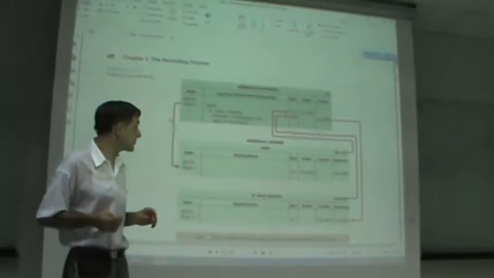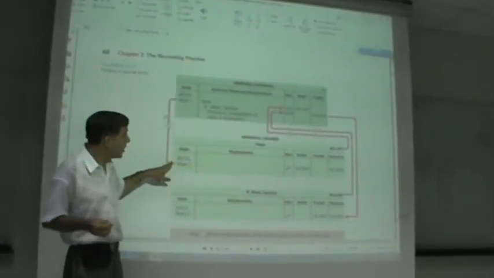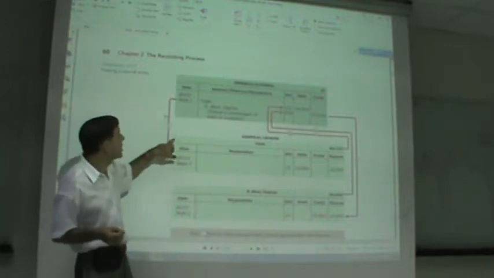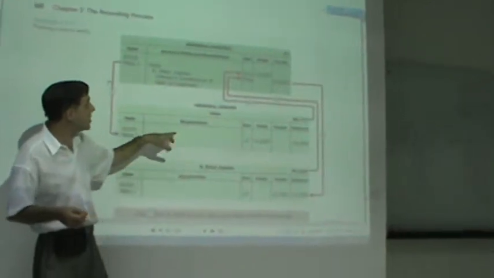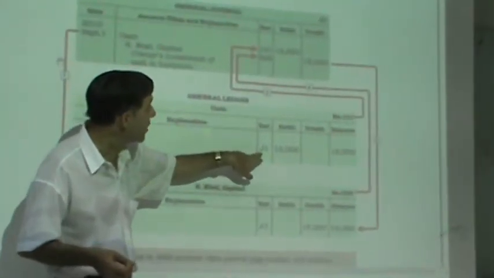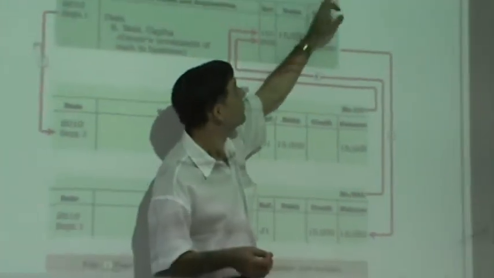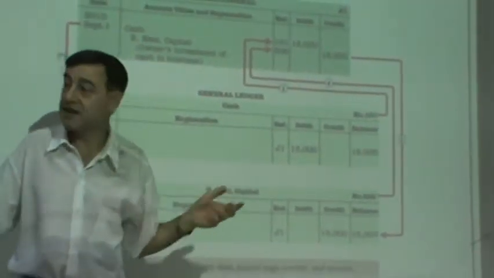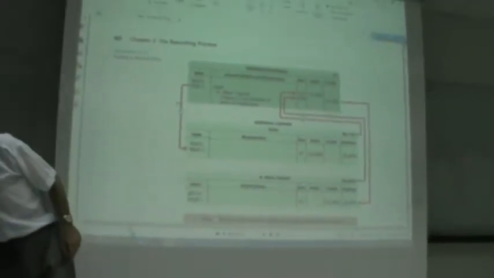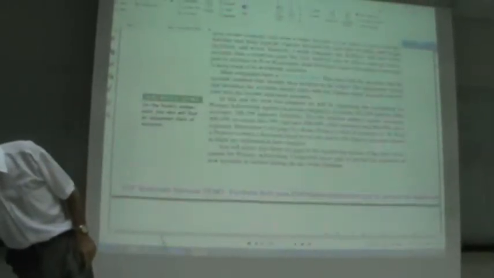That's it. Now here you do the opposite. You got the general ledger. You got the same account, you got the explanation, and here reference J1 tells you that it's coming from journal page 1. Okay? That's all there is to it. That's everything. And I continue with some examples.